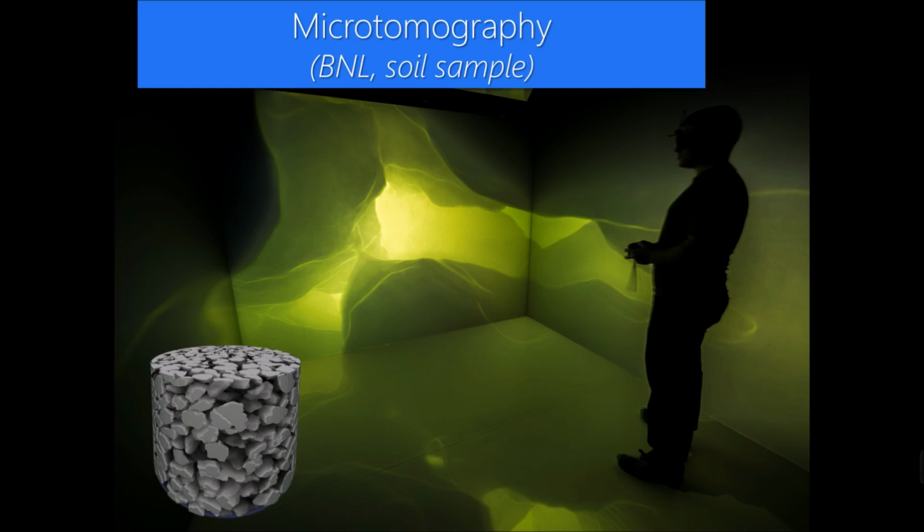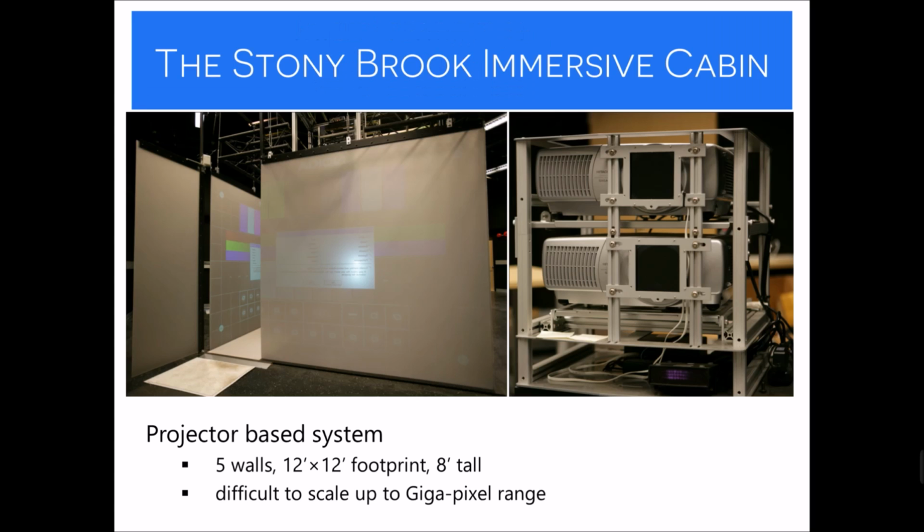So here's another one. This is micro-tomography from Brookhaven National Lab, a soil sample. The soil sample is on the left, and this is inside this porous structure. You're actually inside the porous structure. So again, as an outside observer you can see these corners, but if you wear the headset, that's shown here, you don't really see this. You really feel like you're inside this structure.